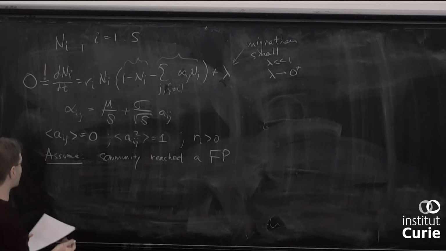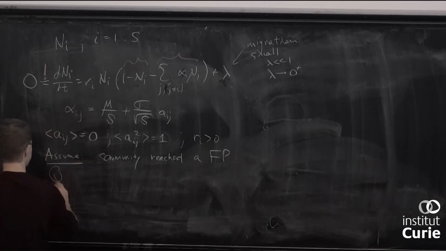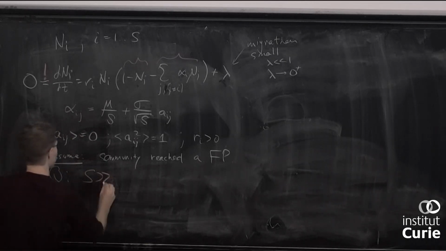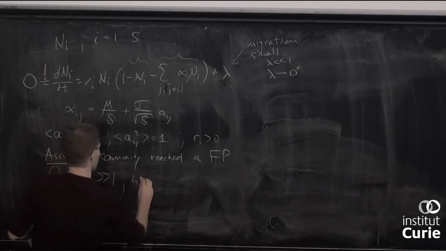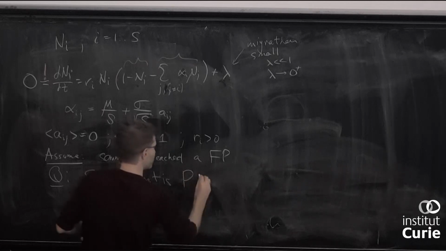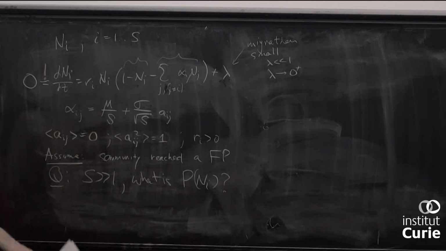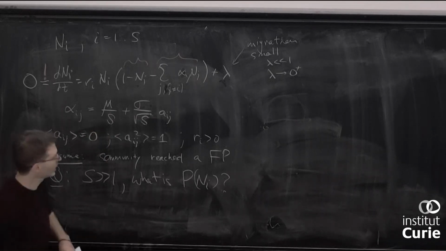Now my question is, for a large system, when S is large, what is the probability distribution of these ni's? Okay, I do the histogram as before. What do I get?